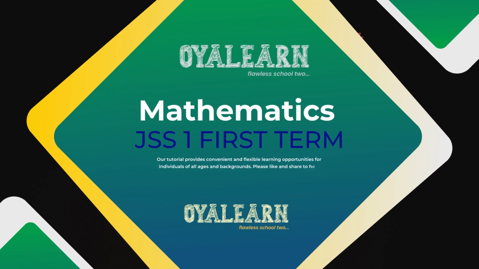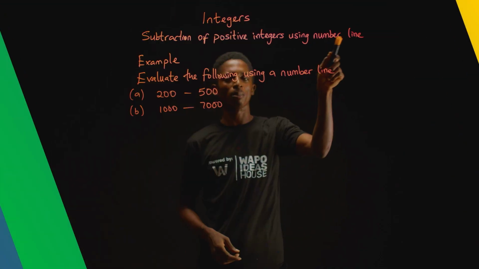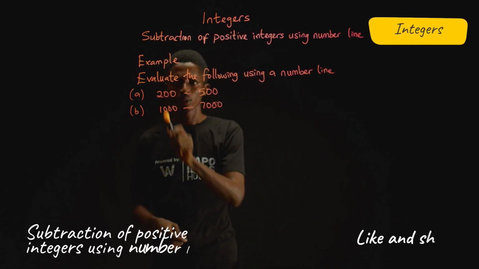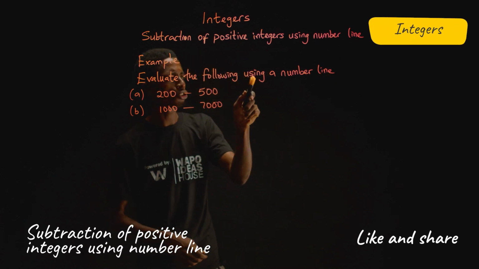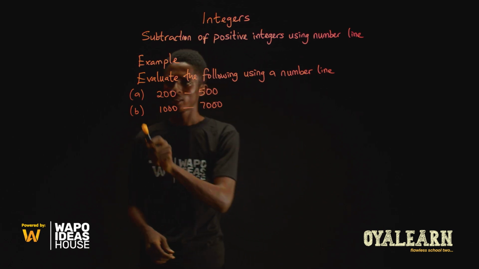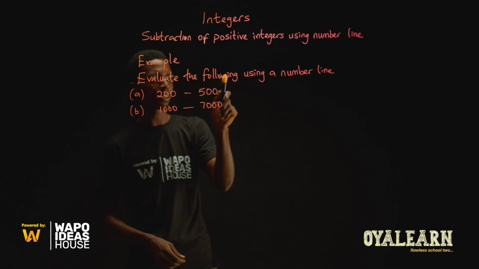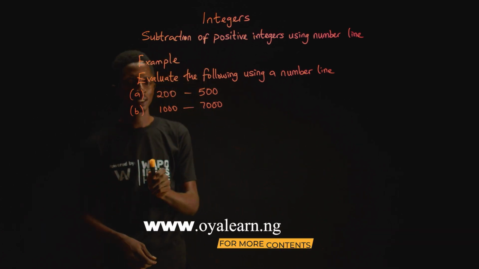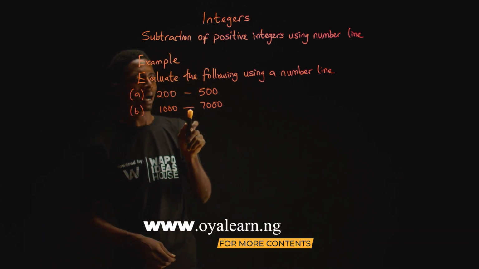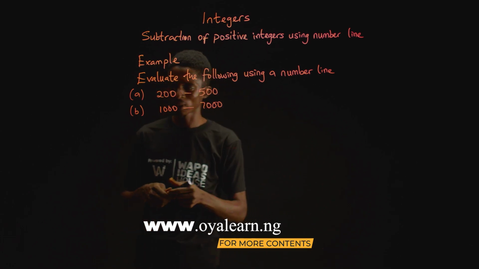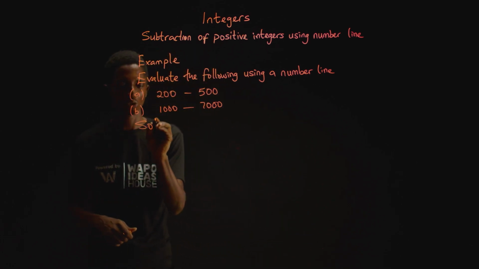Subtraction of positive integers using a number line. Example: evaluate the following using a number line. A. 200 minus 500. B. 1000 minus 7000. Solution.